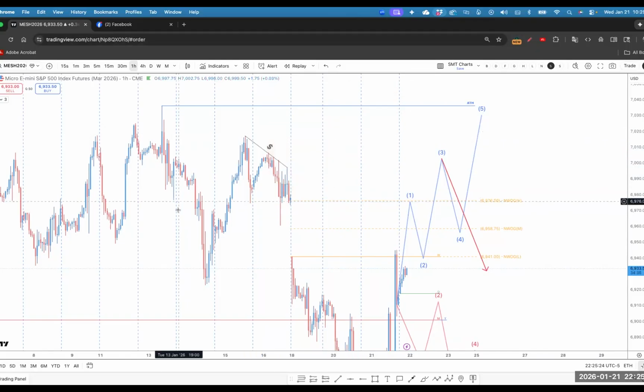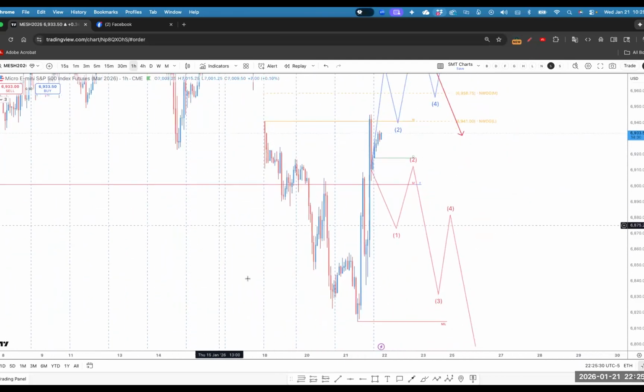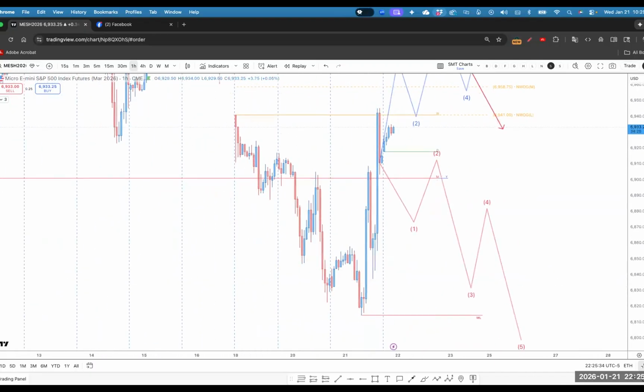Just like that, and in the opposite direction, right? If I'm looking for a buy, it's the same thing in the opposite direction. Remember I said it needs to be a low taken out, right?